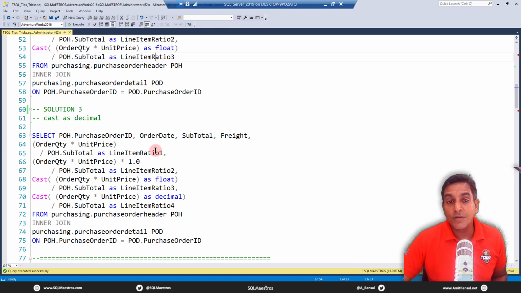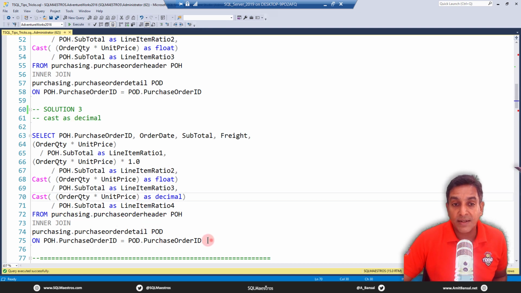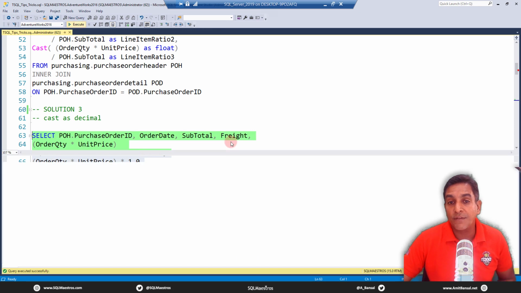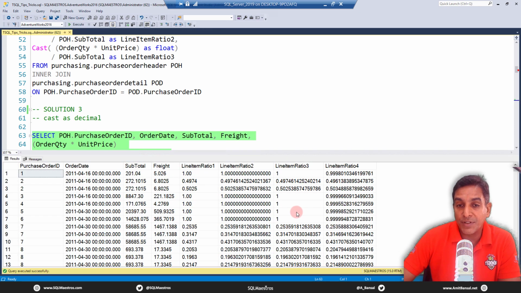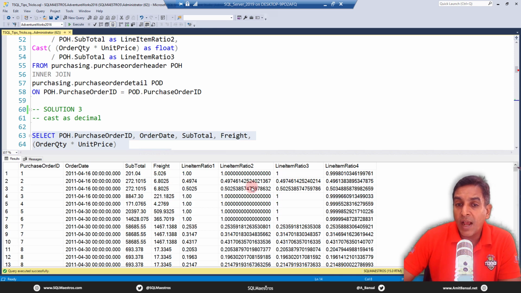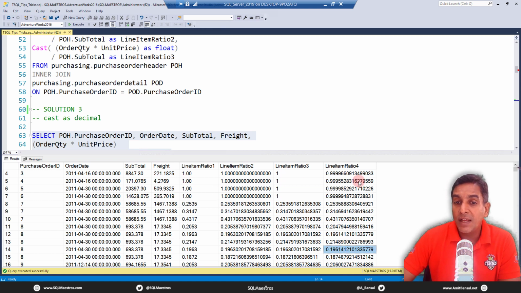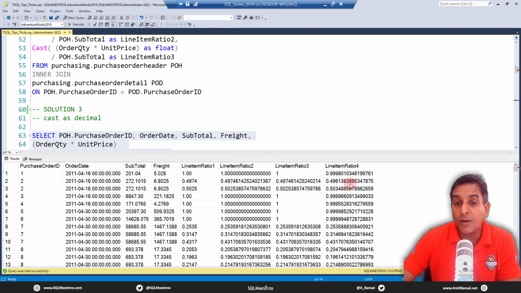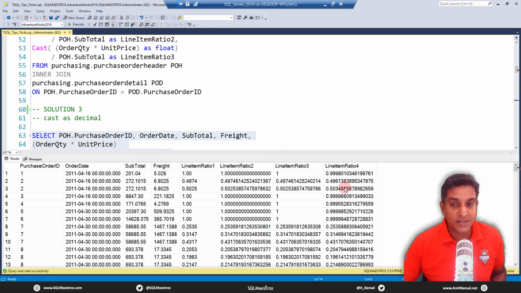Or you may also cast as decimal. That is the last one that I do here, which is as decimal. This will also give you equally higher precision. But look at the output of each one of them. There might be minor differences in how these are computed based on the data types. So you have a couple of these solutions at your disposal depending on what suits your business.